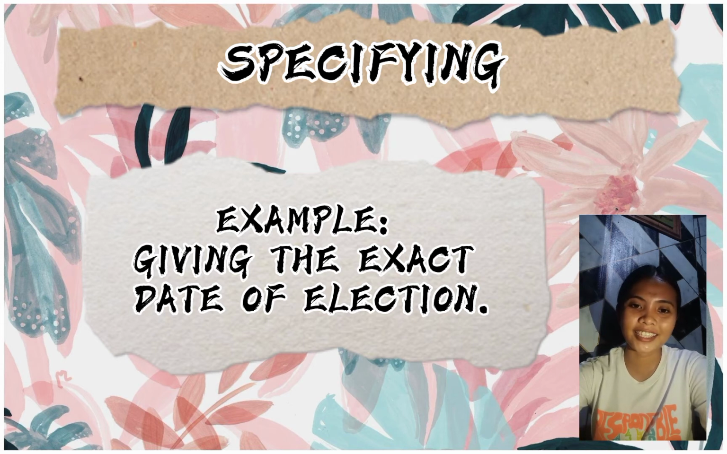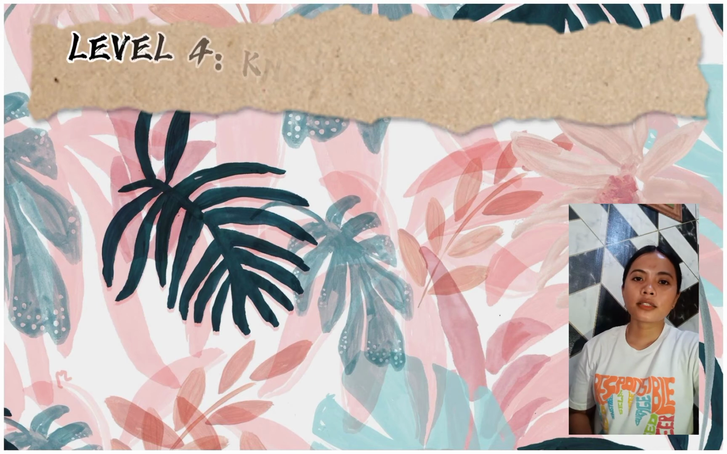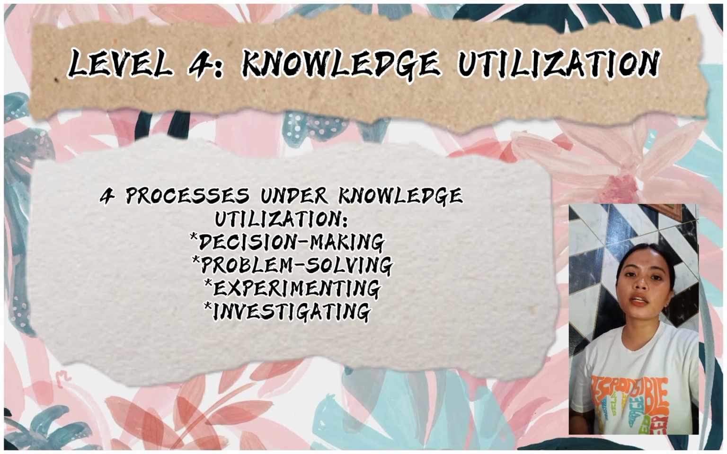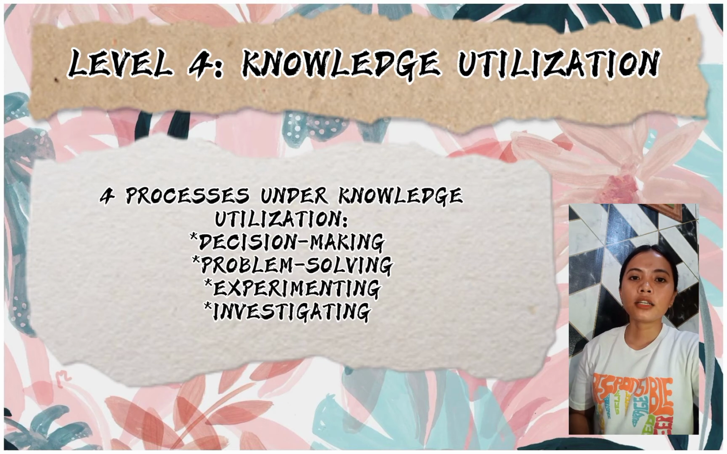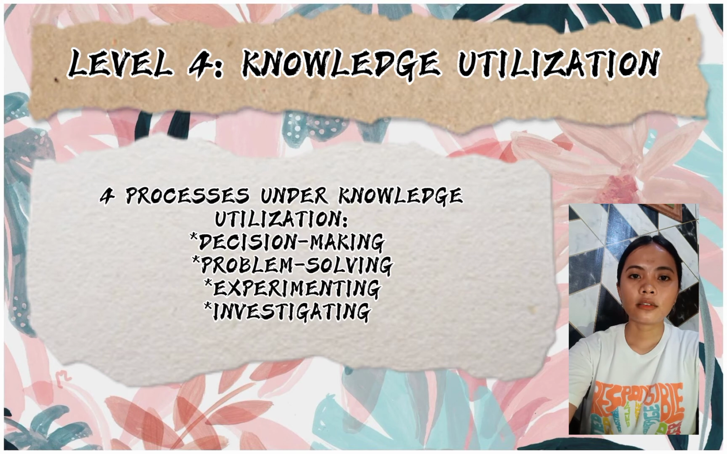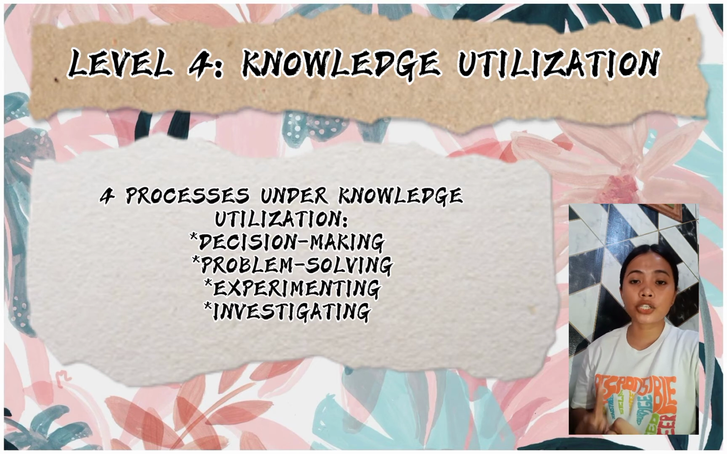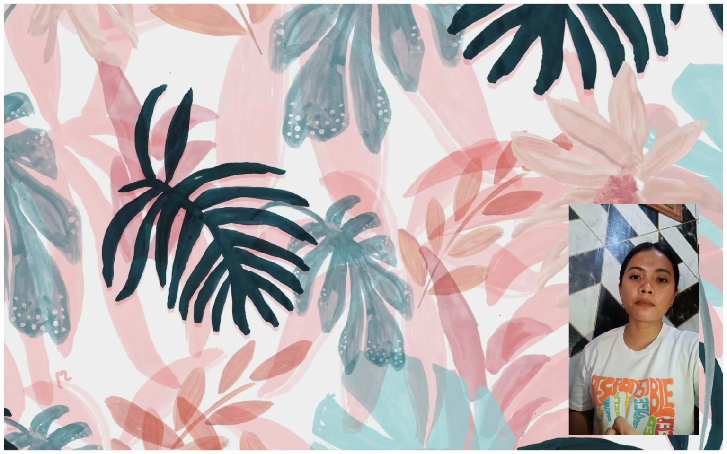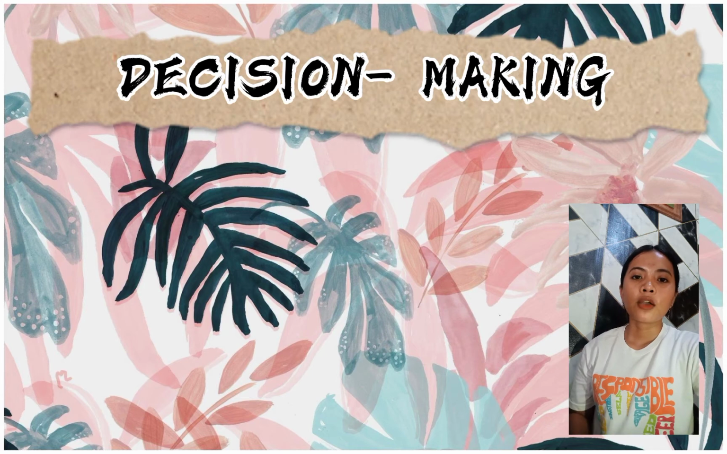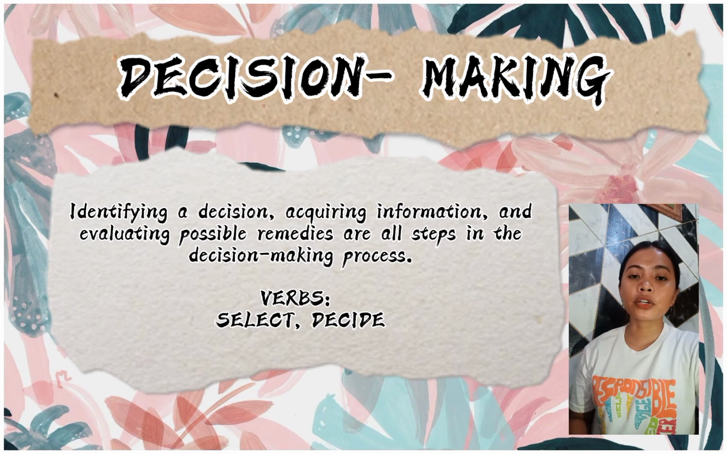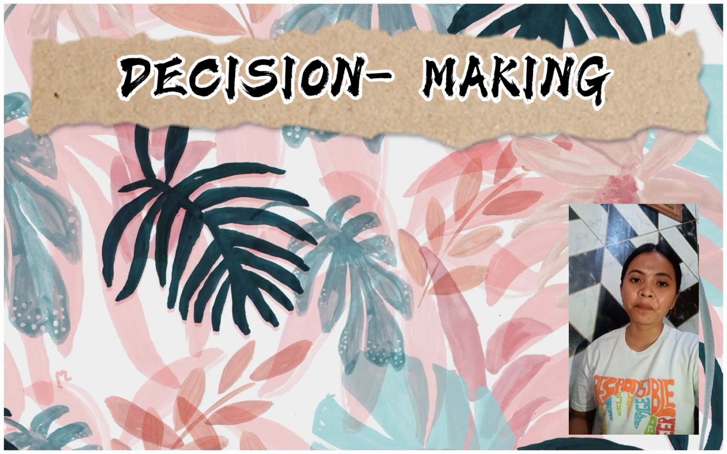That is specifying. And for the last cognitive system, the fourth level of difficulty is knowledge utilization. Under knowledge utilization, there are four processes, and those are decision making, problem solving, experimenting, and investigating. The first is decision making. It is to defend your choices and decide what your choice is. For the outcome verbs, we have select and decide.